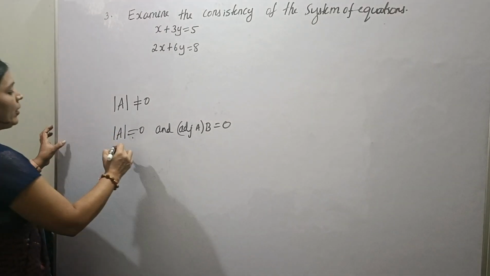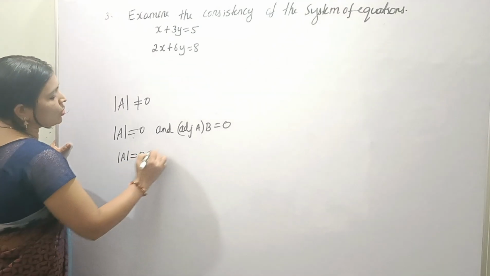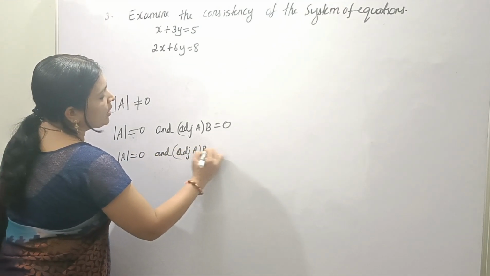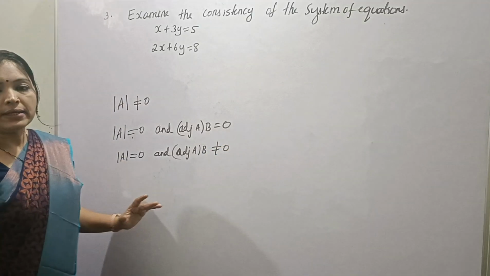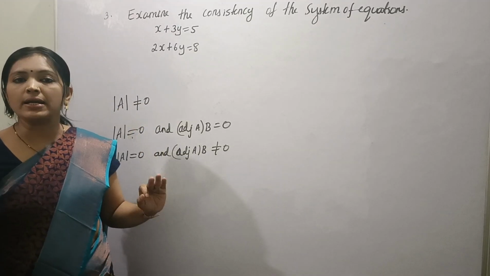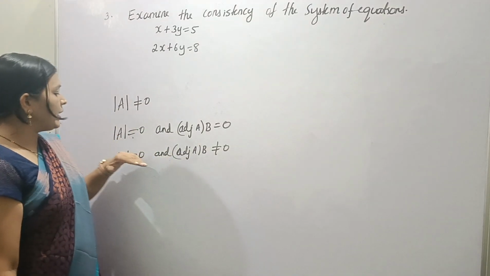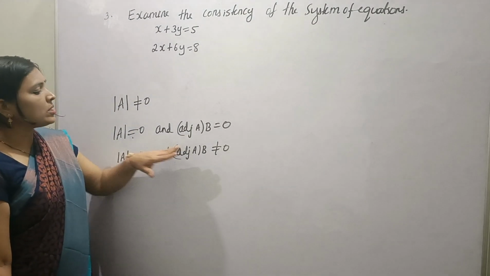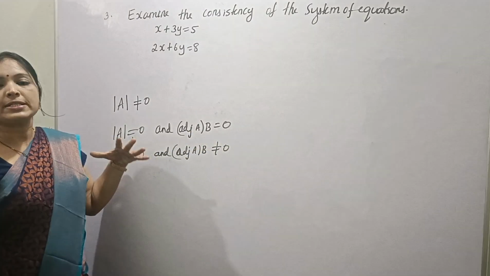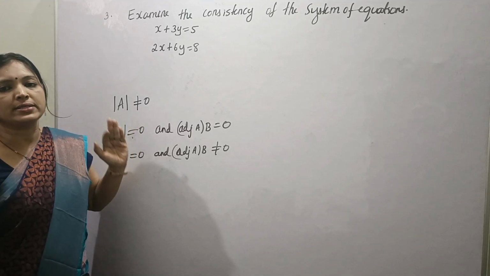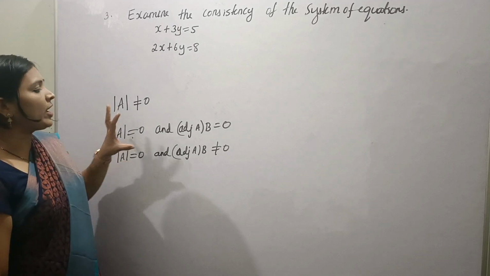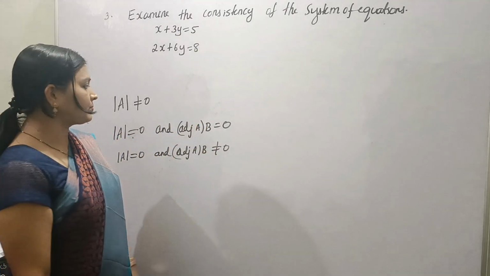So here, if determinant A is equal to 0 and adj A into B not equal to 0, then the system of equations has no solution and it is inconsistent. Okay, so remember, if determinant A is equal to 0 and adj A into B not equal to 0, then the system of equations has no solution and it is inconsistent. So to check the consistency, we need to find determinant of A and adj A into B.